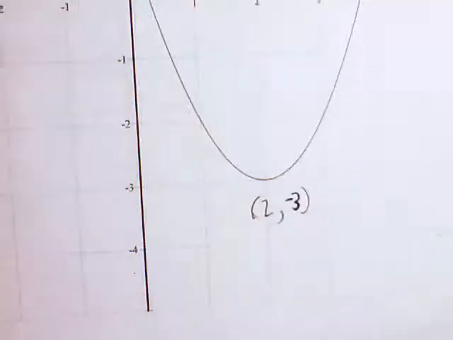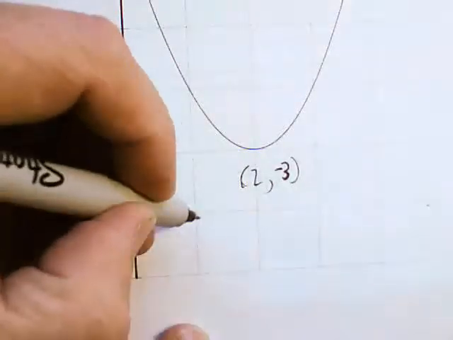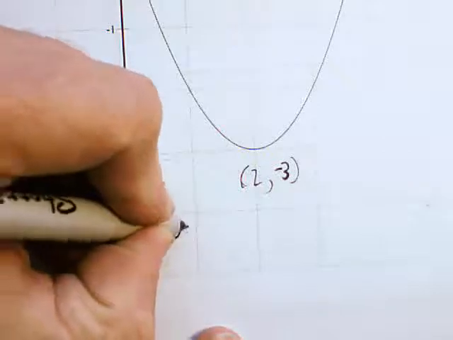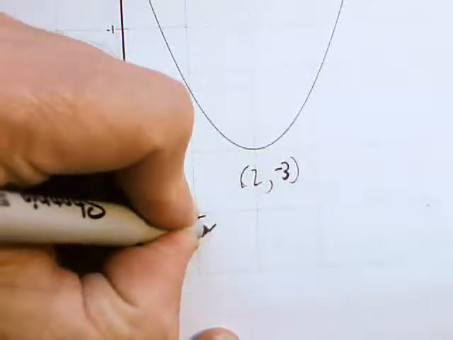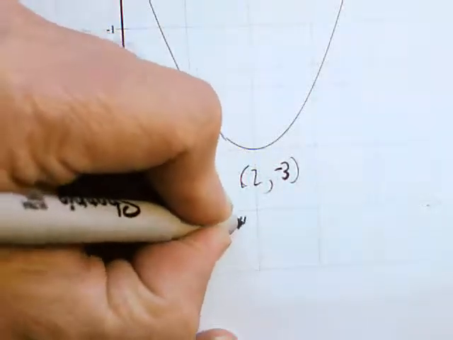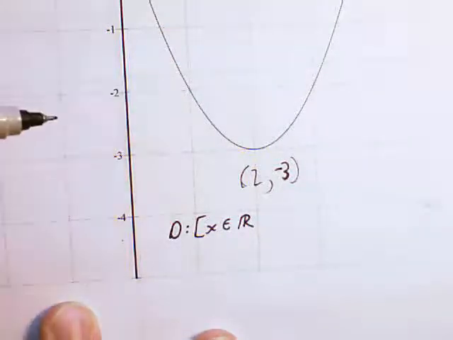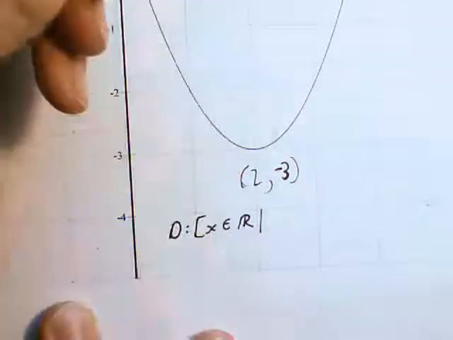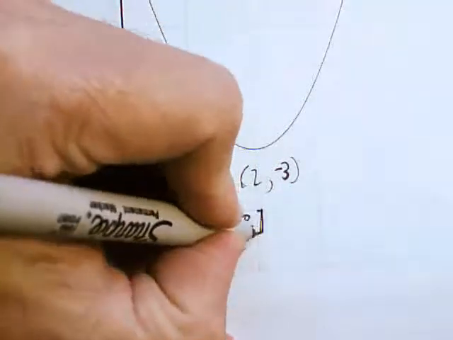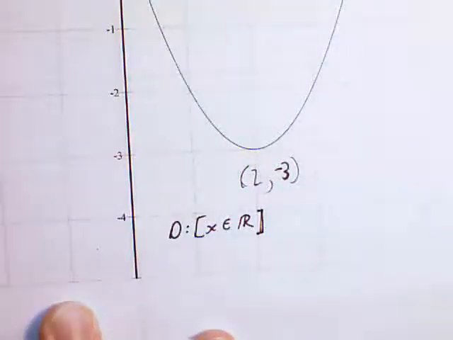So in that case, I'm going to write that my domain is x is an element of the real numbers, and it's real because this is a continuous line, it's not individual dots. Actually there's no restrictions, it's just x is an element of the reals.